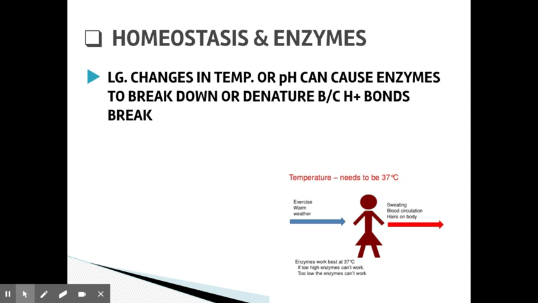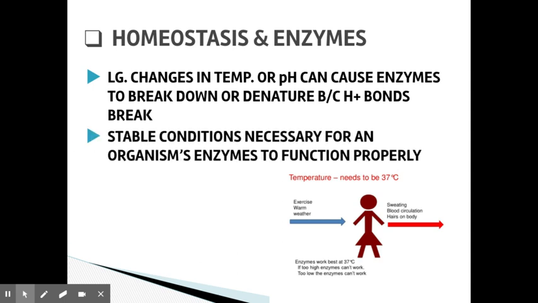So, enzymes function best at specific temperatures and pHs. Now, those can vary, but they have optimal pH and temperatures that they function in. And so, stable conditions are necessary for an organism's enzymes to function properly. Some of my students get confused and think that enzymes maintain homeostasis. I mean, there's a lot of things that maintain homeostasis, feedback loops, which we're going to learn about later. But really, the idea is that enzymes function in stable conditions.